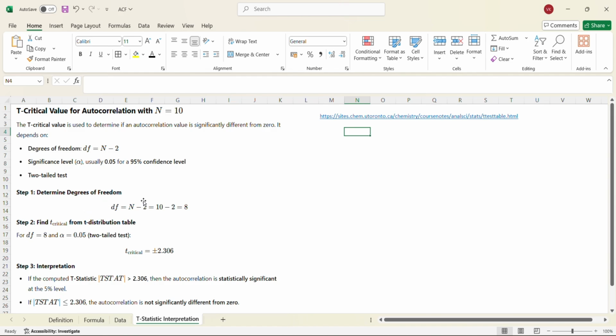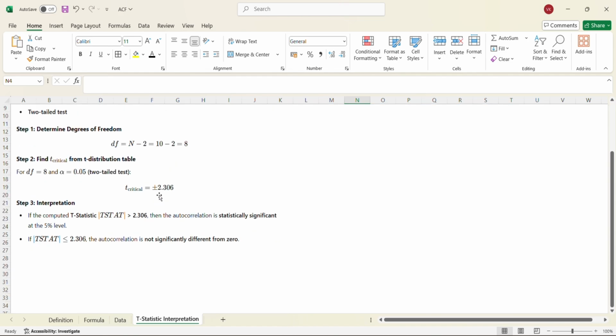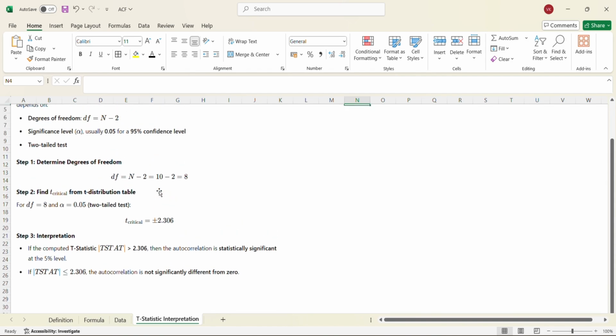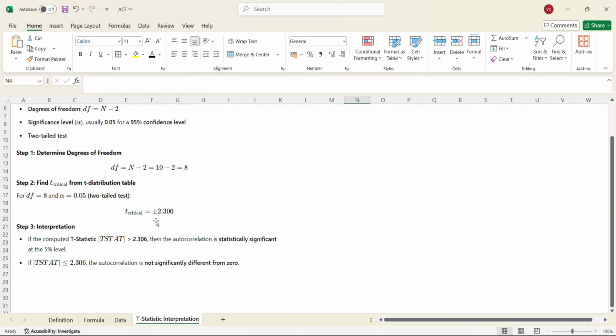What could be our T critical value? The T critical value will be plus or minus 2.306. So if your T calculated value is greater than this plus or minus, so you can have plus 2.306 or minus 2.306, if your T calculated value is greater than 2.306, then you can conclude that the autocorrelation is significantly different from 0. Significantly different from 0 means there is a strong correlation. It could be positive or it could be negative, but there is a strong correlation.